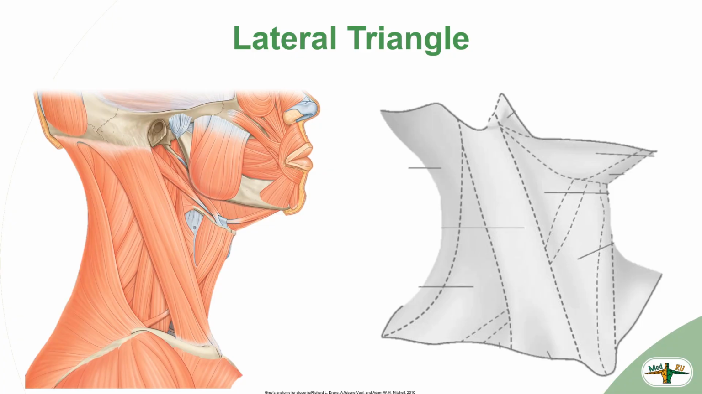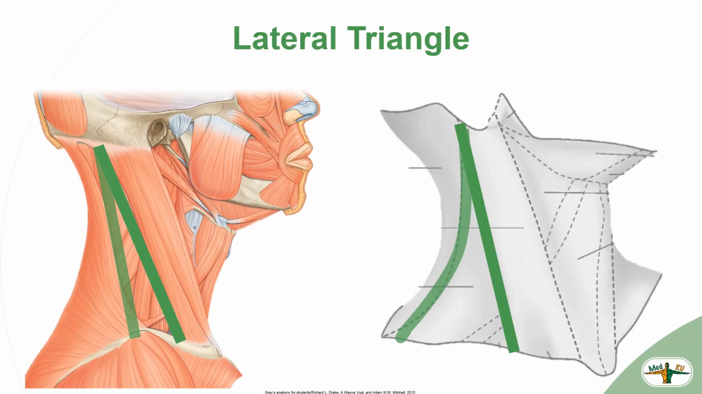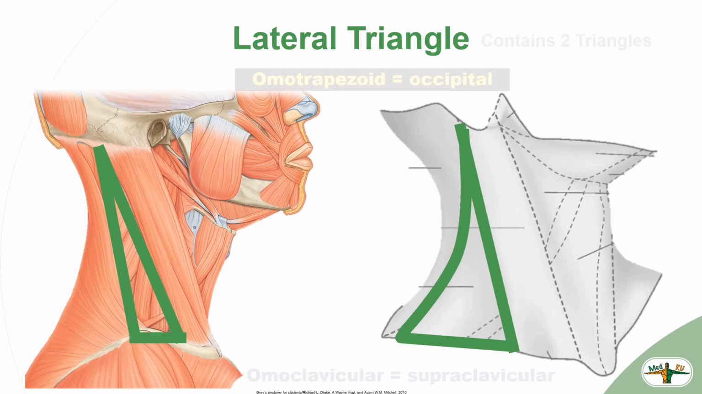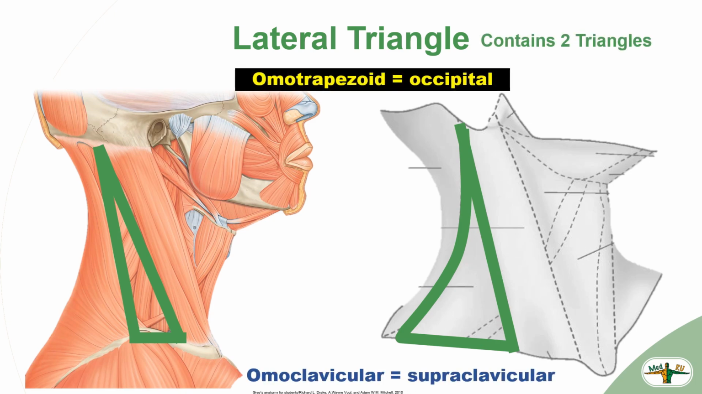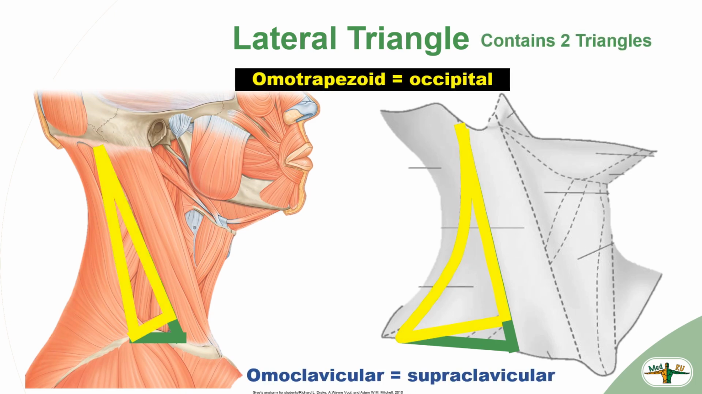The boundaries of the lateral cervical region. Anterior, the edge of the sternocleidomastoid muscle. Posterior, the edge of the trapezius muscle. Lower, the clavicle. To understand it better, anatomists divide it into two smaller triangles: the omotrapezoid triangle and the omoclavicular triangle. Let's break them down one by one.